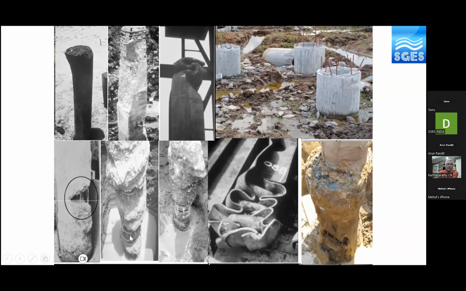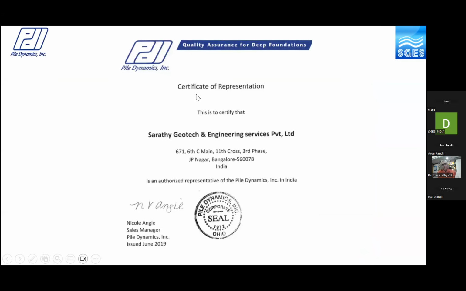But if we do not make any assessment of these anomalies, is it safe in terms of load carrying capacity and serviceability criteria? So one needs to address this. So we represent Pile Dynamics, who are pioneers in the deep foundation testing for the last 5 decades. We represent them in this part of the world to provide training and tech support. So this also makes us more responsible now in the industry, and also a professional responsibility to disseminate knowledge, and that's where we are here.